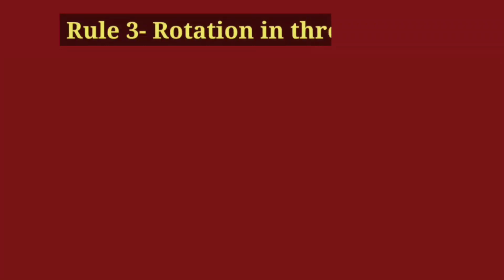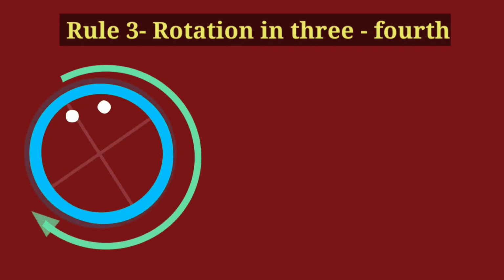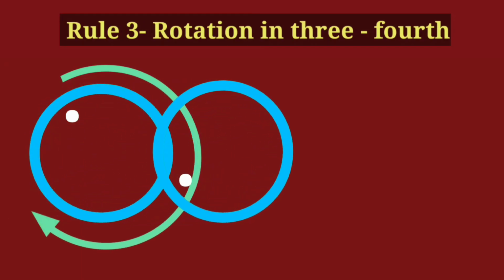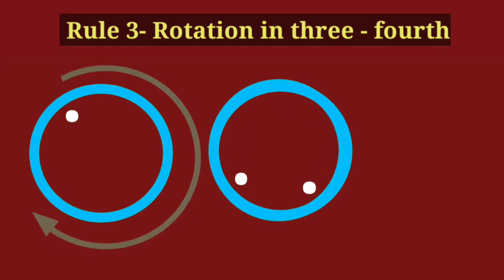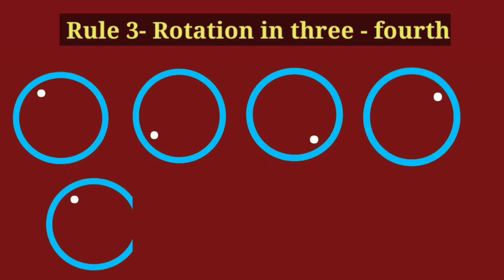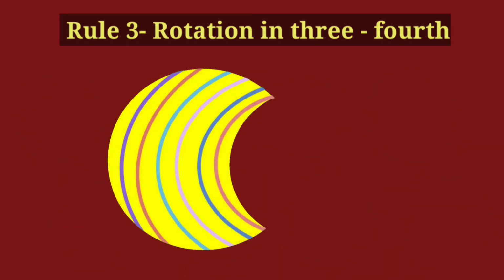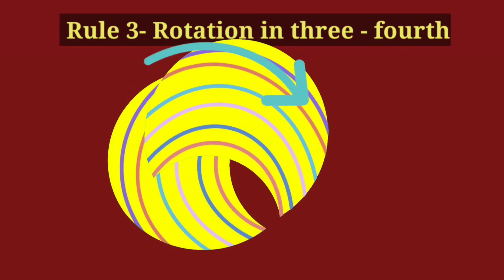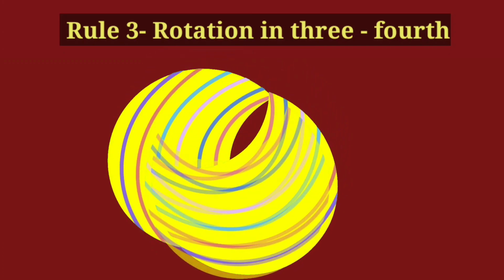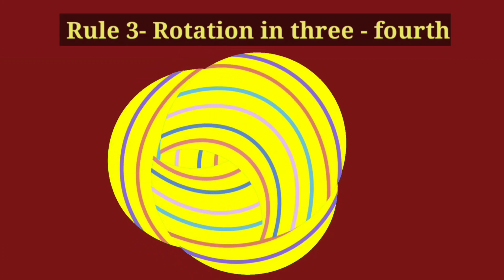Rule 3 is of rotation in 3/4. The given figure, when rotated clockwise by 3/4, we get the next figure, and this way a pattern is formed. With continuous rotation, the pattern keeps repeating itself. For example, on rotating this figure repeatedly by 3/4 in clockwise direction, a beautiful pattern is formed. The same rotation can be performed in anti-clockwise direction as well.